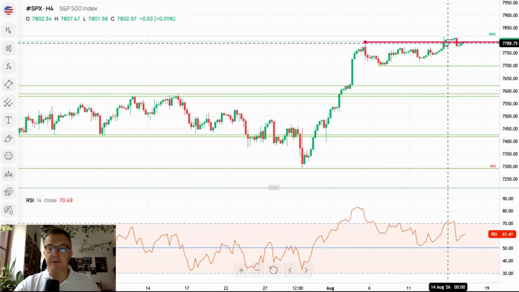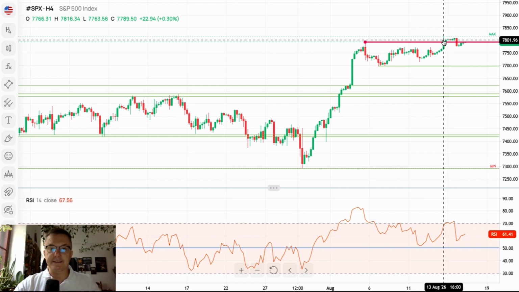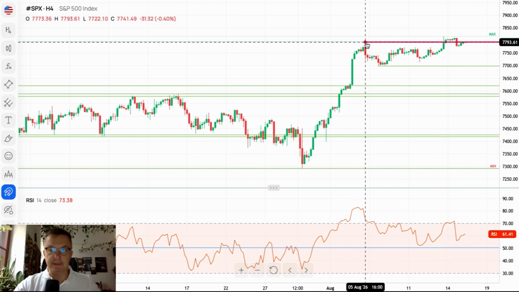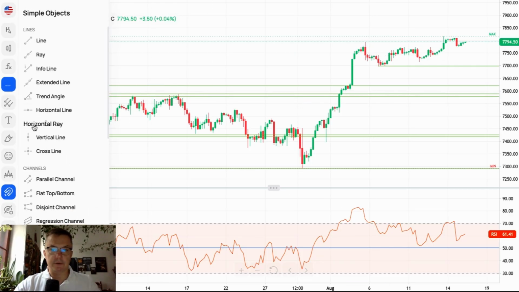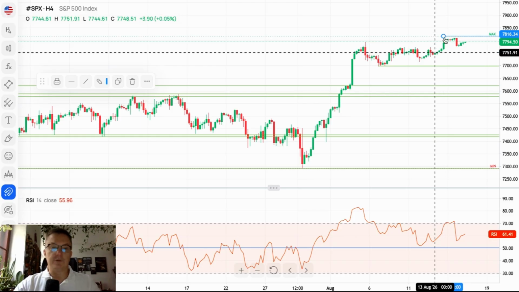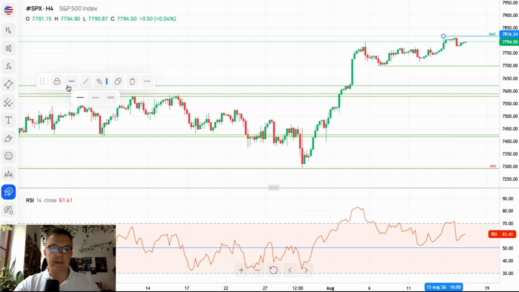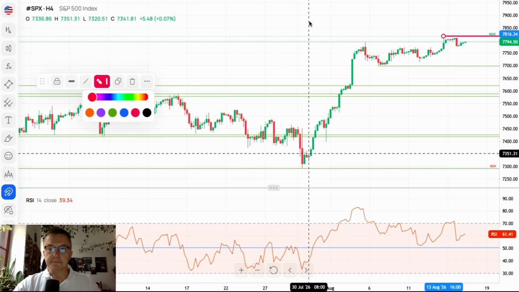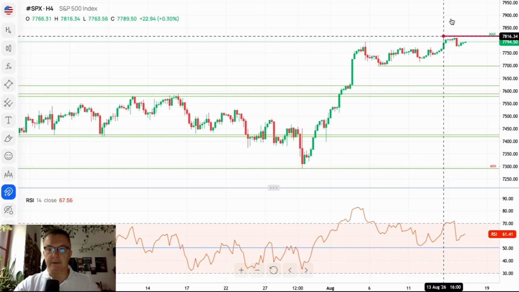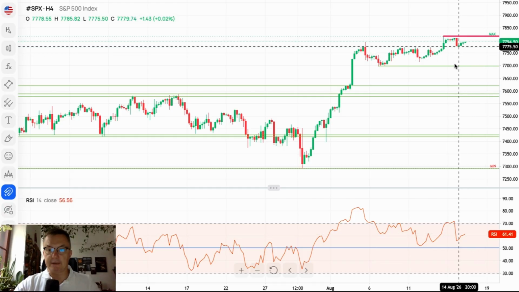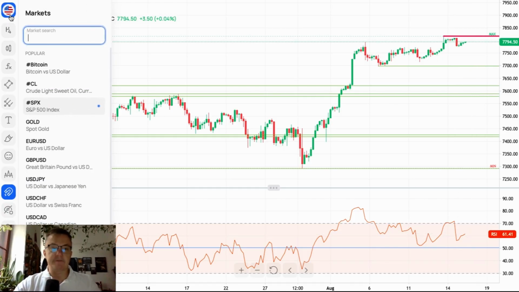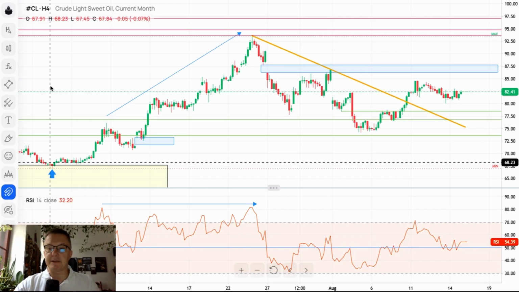S&P 500 with new all-time high, 7,816. Let me just move this level somewhere else. So we are going to plant the new swing high here, and that's the situation with the new swing high and the technical resistance. Nevertheless, momentum is still strong, it's positive, and a new movement to the upside is basically being expected.